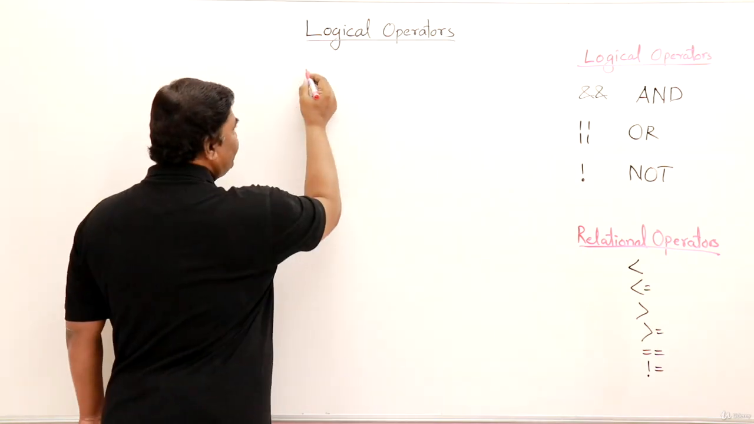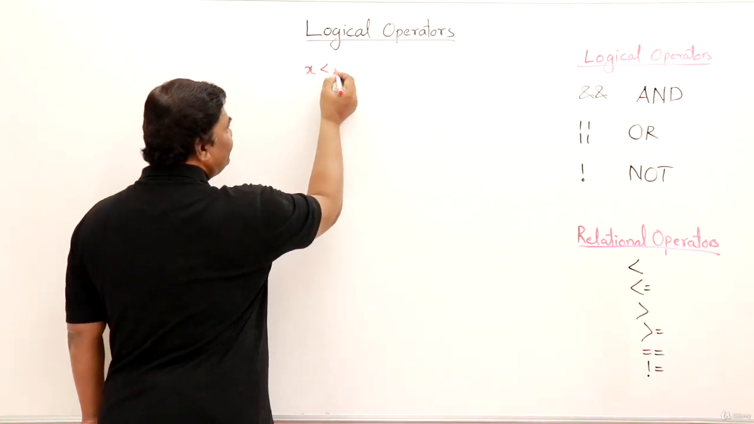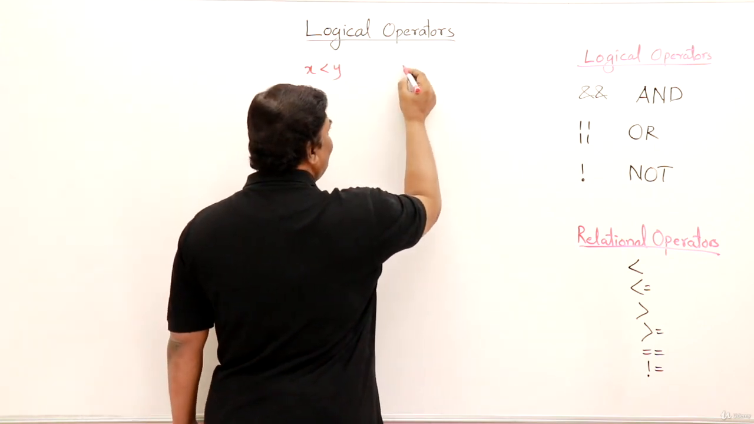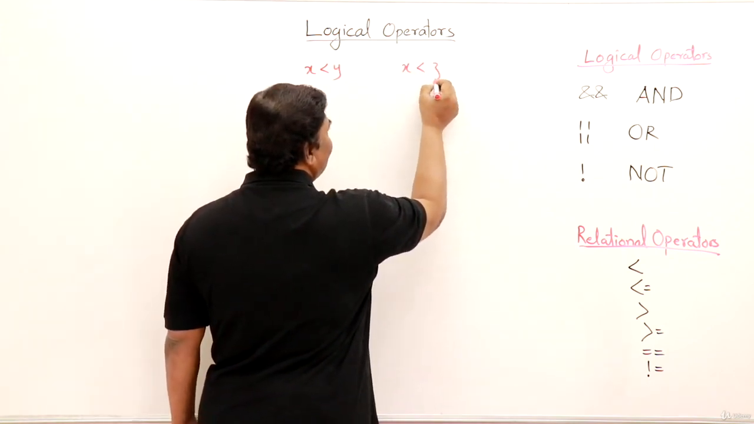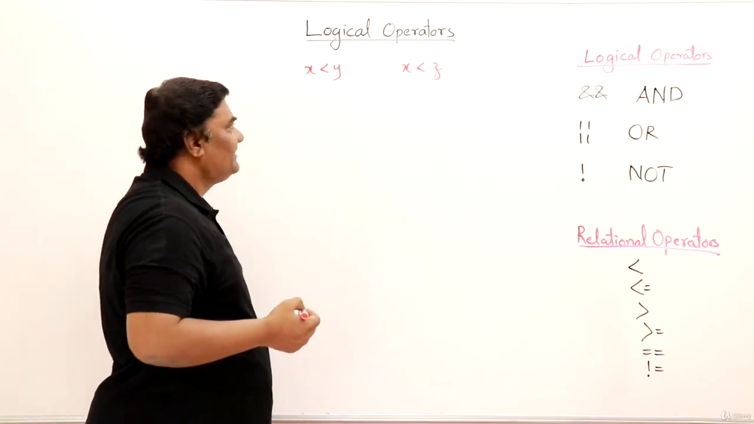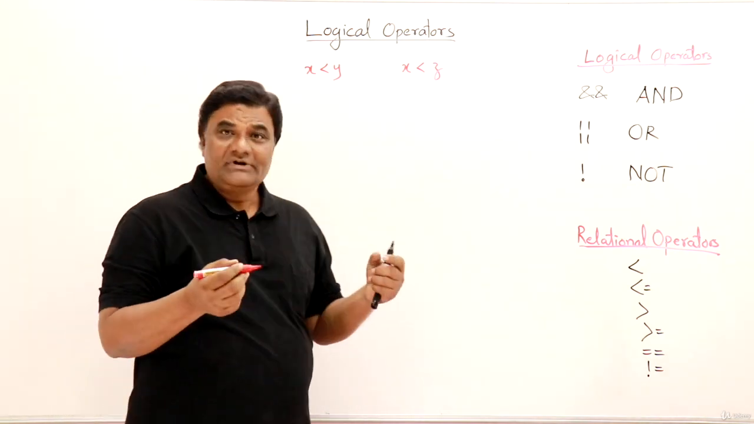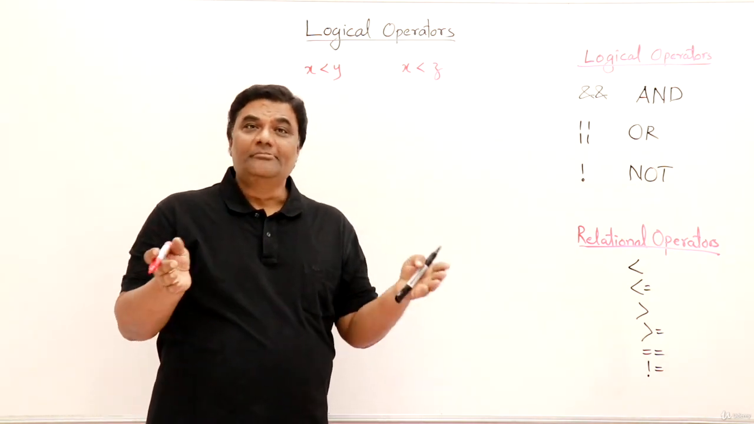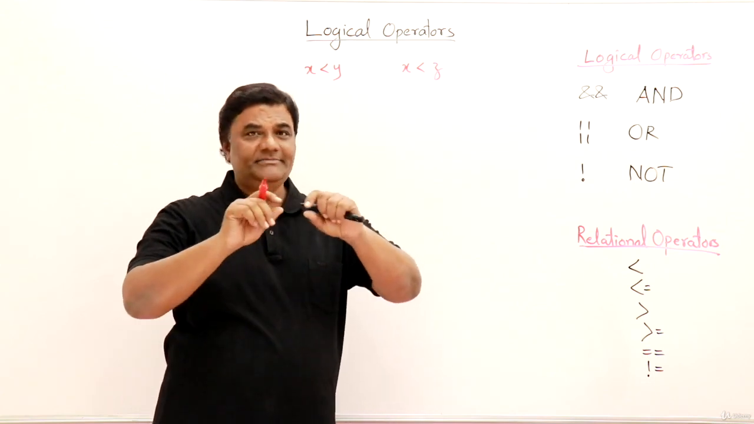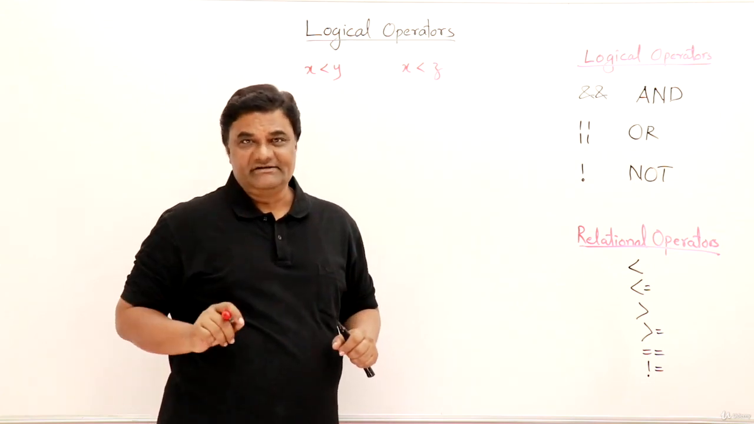Suppose I have two conditions, that is x is less than y, as well as one more condition, that is x is less than z. So x, y, z are some variables. I want to combine these two conditions. What is the method of combining them? So if I combine, then that will be called a compound conditional statement.